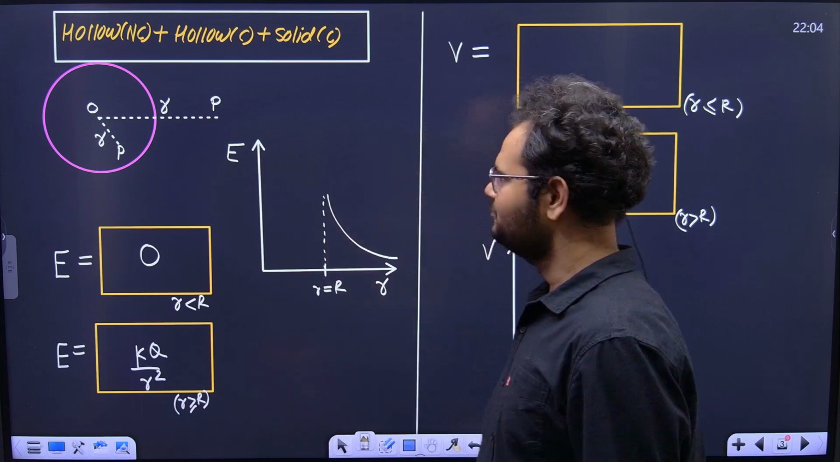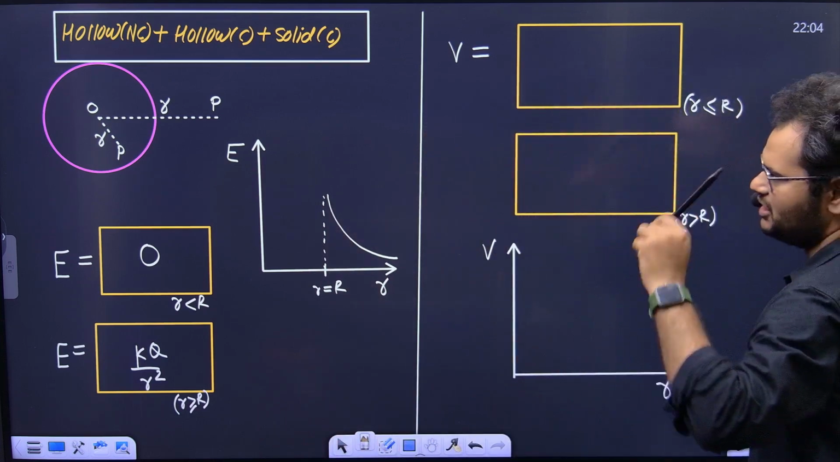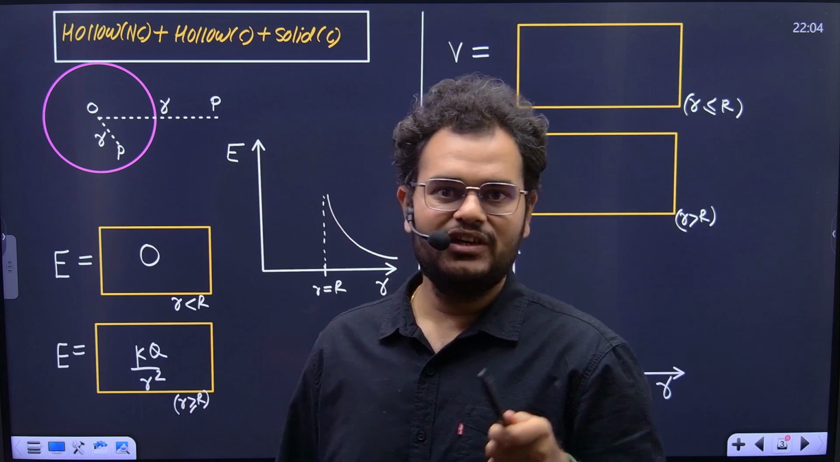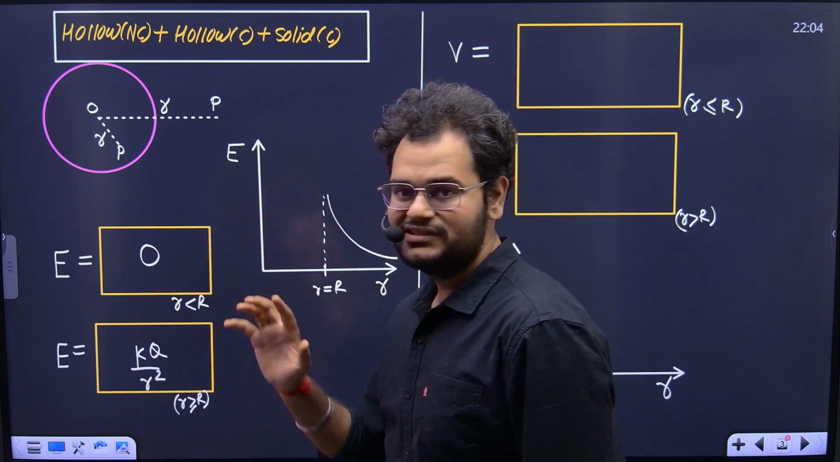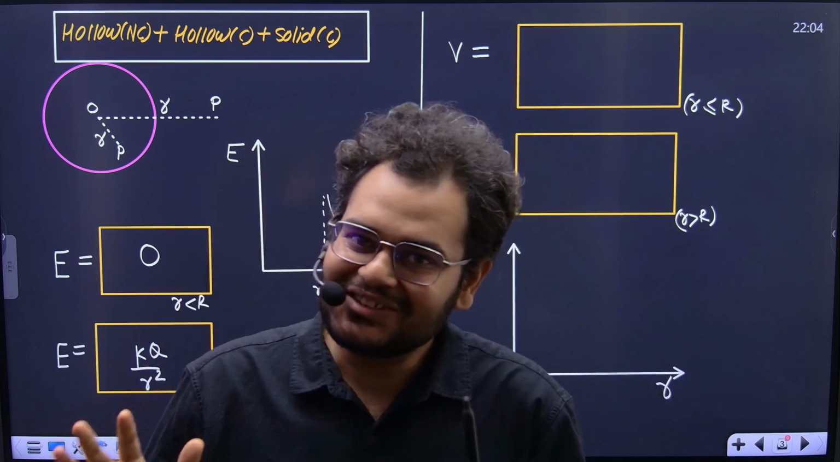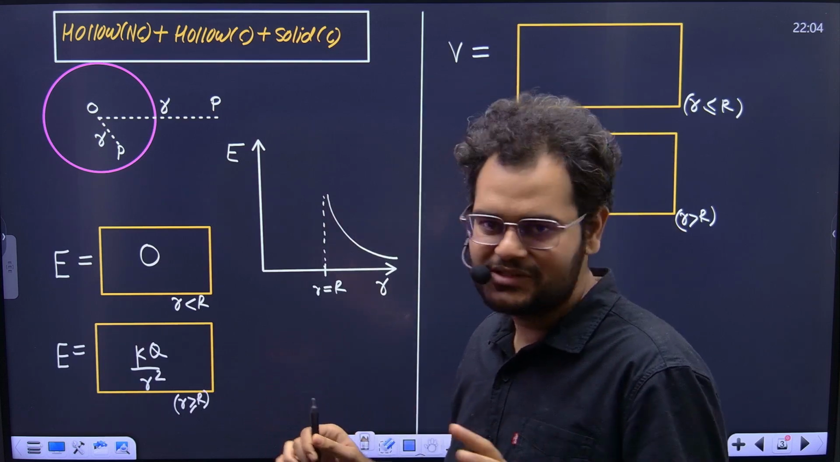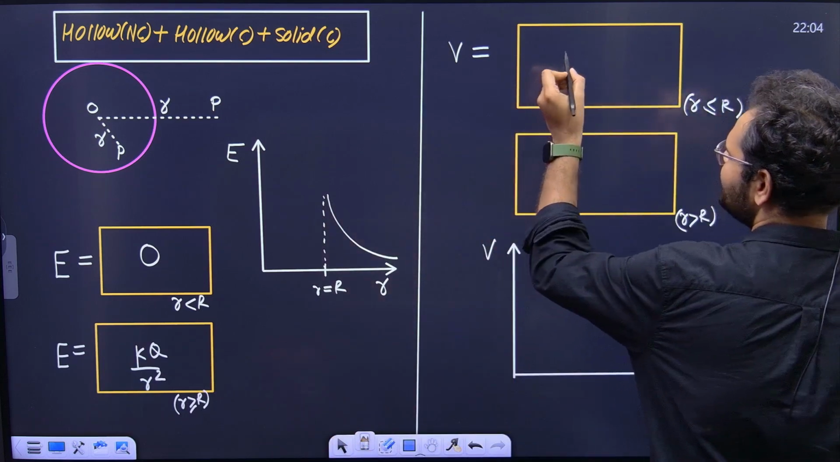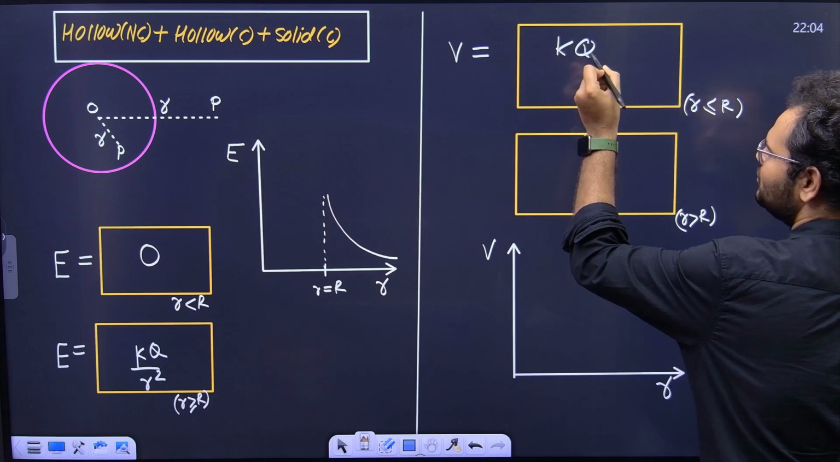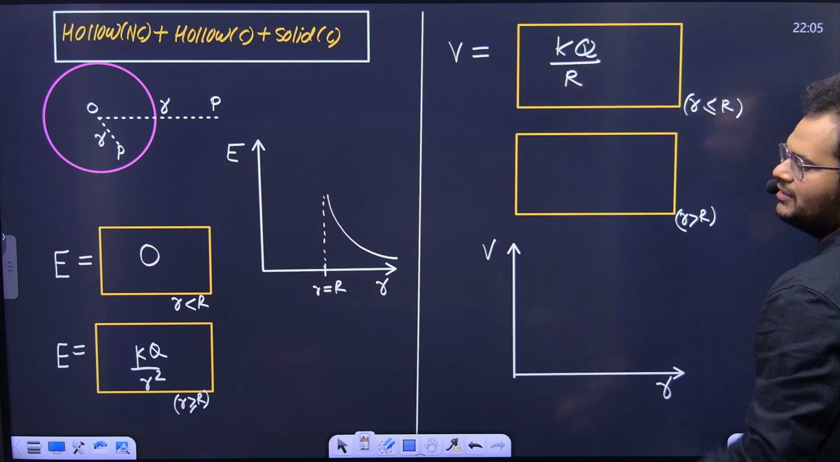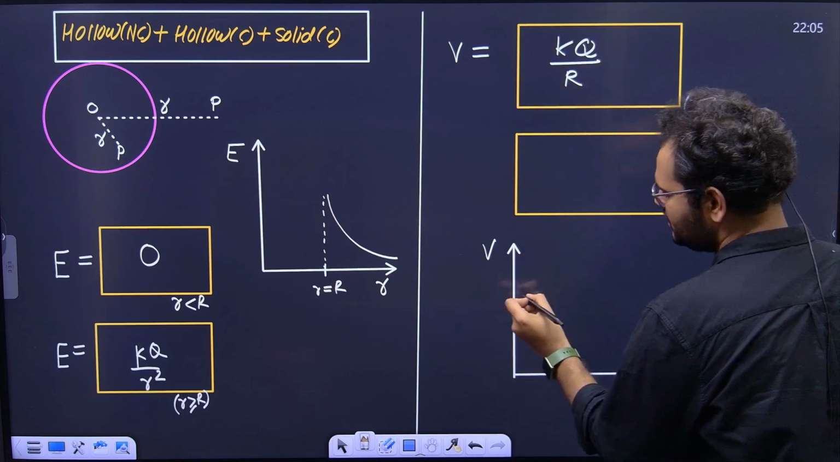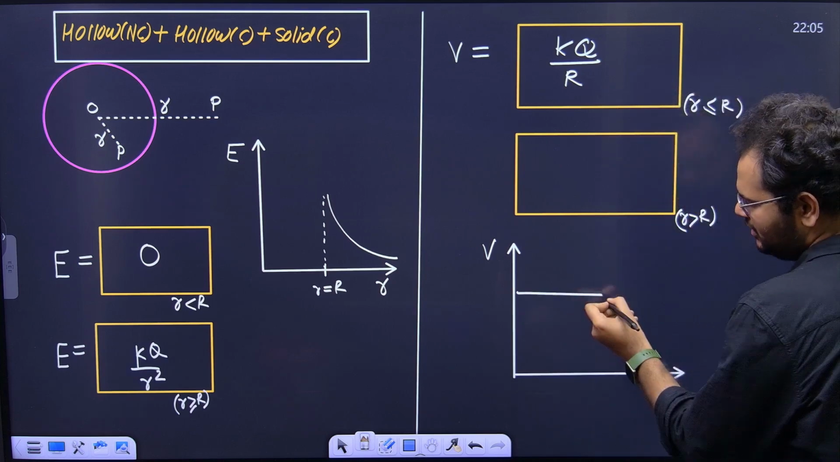Sir, what about potential? Sir, electric field is 0 inside, does that mean potential is 0? No, no, that is not the case. If electric field is 0, then potential may or may not be 0. So what is the potential here? It is constant and equal to KQ by capital R. So beautiful, my potential is constant. Up till where, sir?